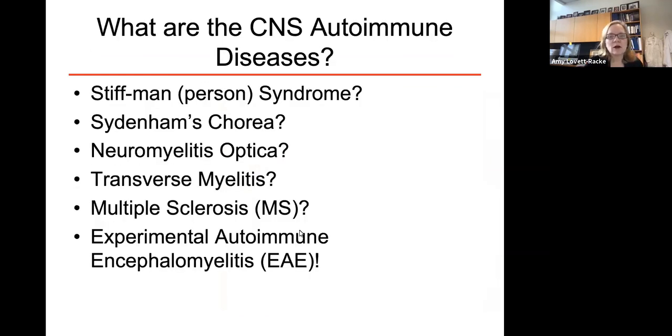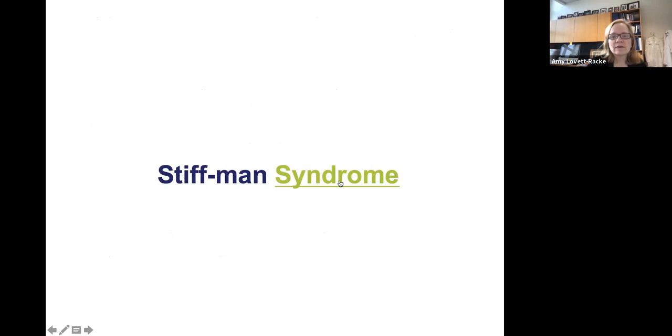So these are the diseases we're going to talk about today. And again, most of the talk will be about MS and EAE, which is an animal model used to study MS. But I don't want you to have the impression that there are no autoimmune diseases in the CNS other than MS and EAE. I have question marks on all these human diseases because the reality is we know a lot less about them than we probably should. And for some of them, there's even some question as to whether they're true autoimmune diseases, but there's increasing evidence that they are.